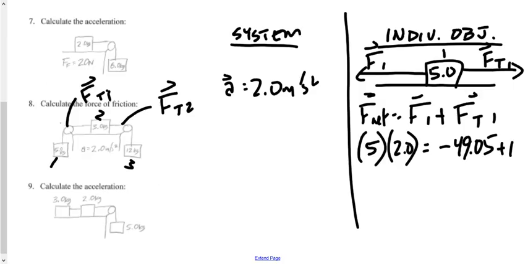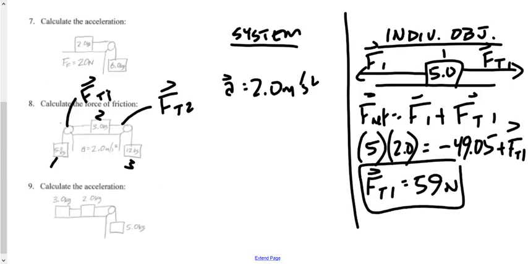We add Ft1 to that. 5 times 2 is 10. 49 goes over to the other side by adding, and I think we end up with 59 there. Ft1 is equal to 59 newtons. Is that right, Megan? Yes? There we go. Now, how many people did it that way? More or less that way, okay?